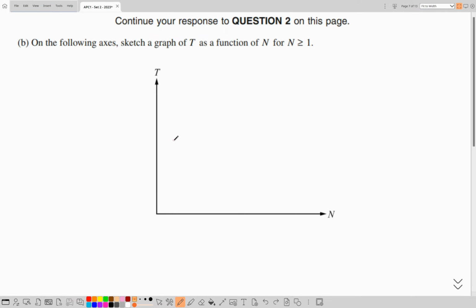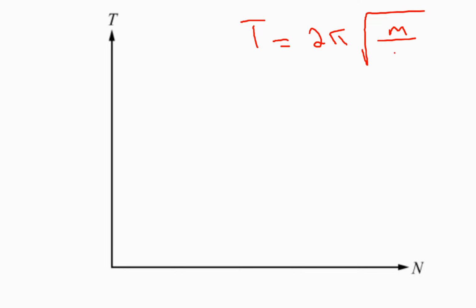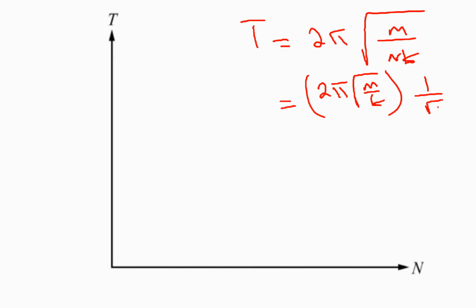Now in part B, they're asking us on the following axis, sketch a graph of T as a function of n for n greater than or equal to 1. Now remember, the expression of the period determined in the previous part is given by 2 pi the square root of m over nk. So let me isolate the variable n, so that would be 2 pi square root m over k multiplied by 1 over radical n.